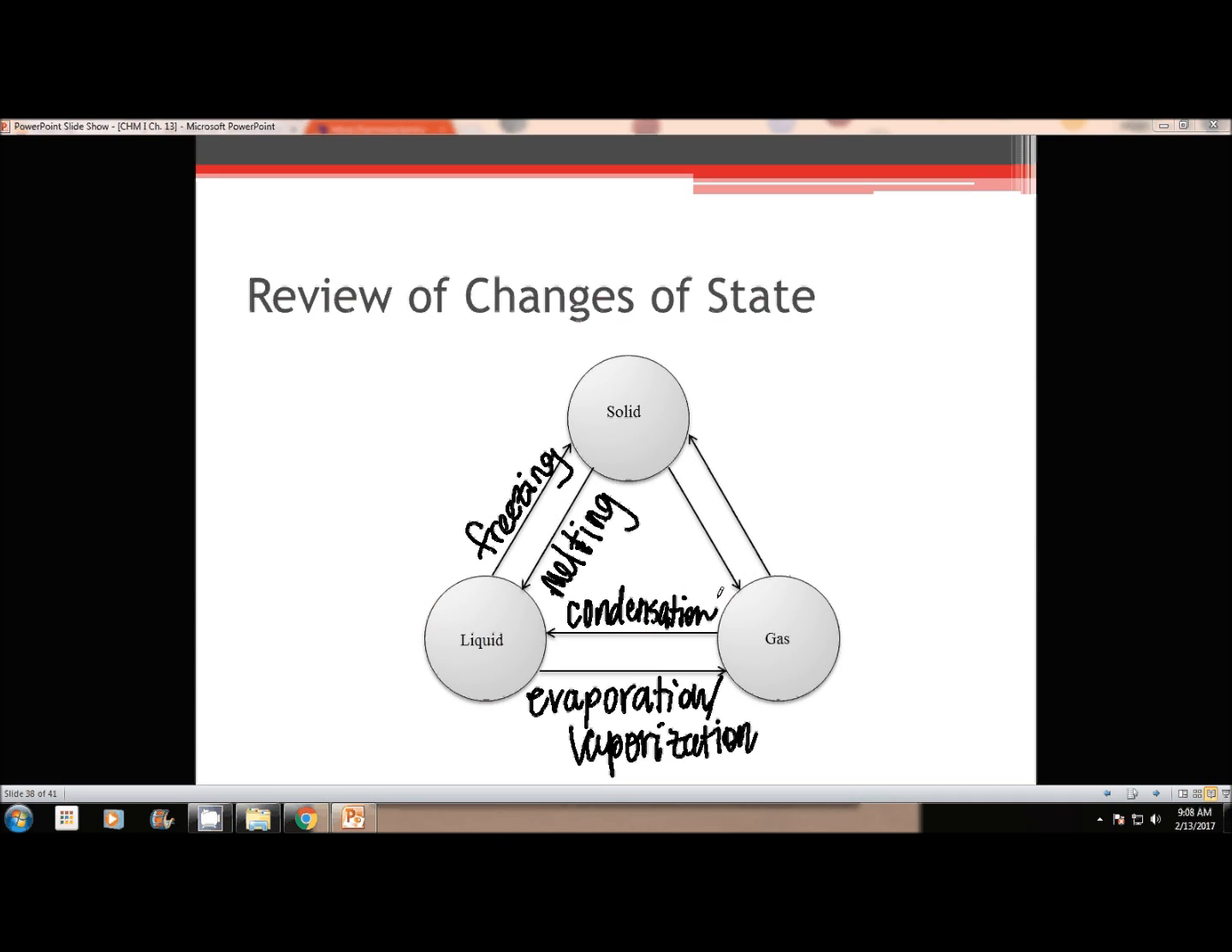Okay. Then the last two. When you start as a solid and you go to a gas, that's called sublimation, because it starts with an S. And then the opposite way, from a gas back to a solid, deposition, however you want to say it.